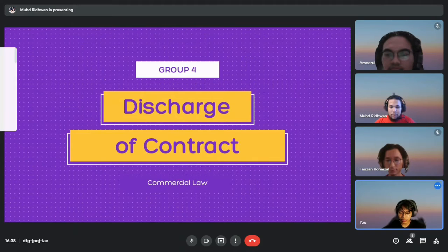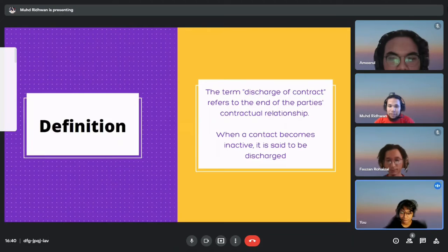Okay, with that, I would like to continue. So today's agenda, we are going to present discharge of contract from commercial law. Now we are going through the definition of discharge of contract. The term discharge of contract refers to the end of the parties' contractual relationship. When a contract becomes inactive, it is said to be discharged.